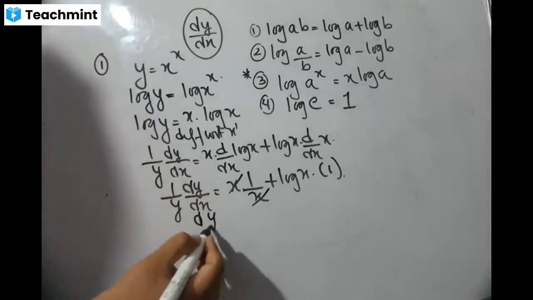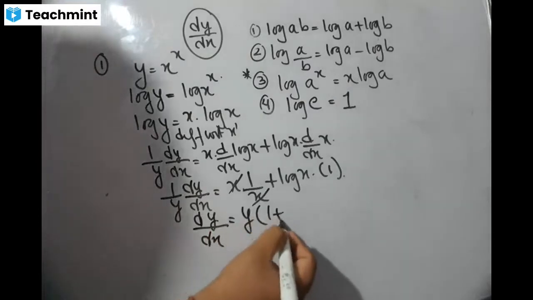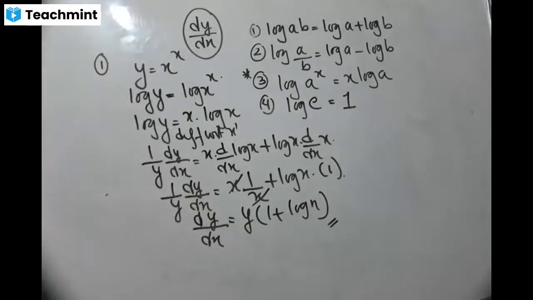So what is your final answer? dy by dx equal to y into 1 plus log x. This is the value of dy by dx, everyone. You have to change the value of y. And what is the value of y? It is x to the power x. So please take a screenshot of this.